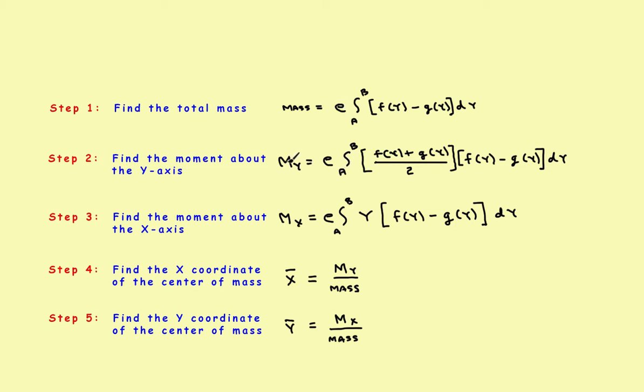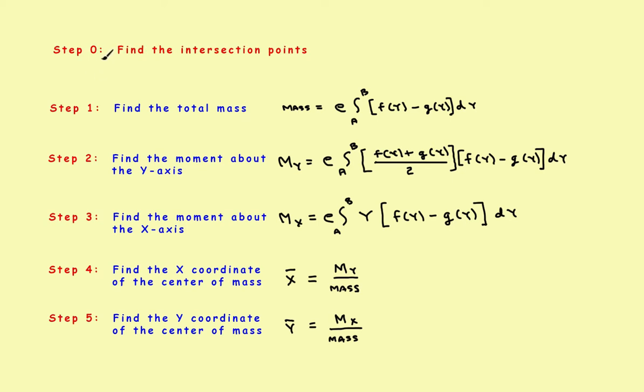You found the moment about the y-axis. You found the moment about the x-axis. Then you use those things to find the x and y coordinates of the center of mass. And if you watched the previous videos, hopefully you're pretty familiar with these by now. Now, if it's just these 5 steps, this assumes that you know the intersection point between the 2 curves that you have. If you're not given that, then there's actually going to be one extra step, and we'll go ahead and put that in here now.